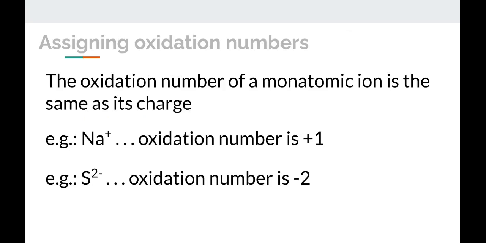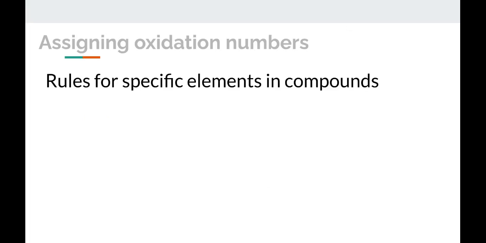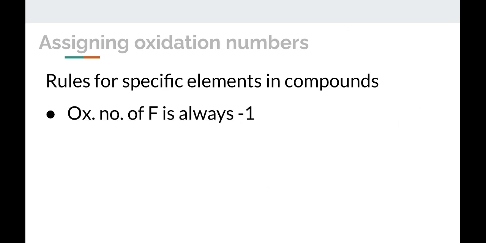The oxidation number of a monatomic ion, so that's an ion that's made from a single atom, is the same as its charge. So sodium 1+, the charge is 1+, the oxidation number is 1+. Sulfur 2- ion, the oxidation number is 2-, just like the charge. We have rules for 3 specific elements as they appear in compounds that will be fairly reliable rules. The first one is really reliable. The oxidation number of fluorine when it's in a compound is always -1. If it's in an ionic compound, of course, its charge is -1 because it's in column 7. But even if it's in a molecular compound, its oxidation number will always be -1.